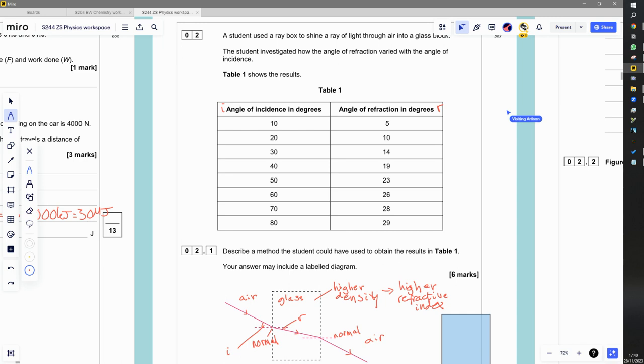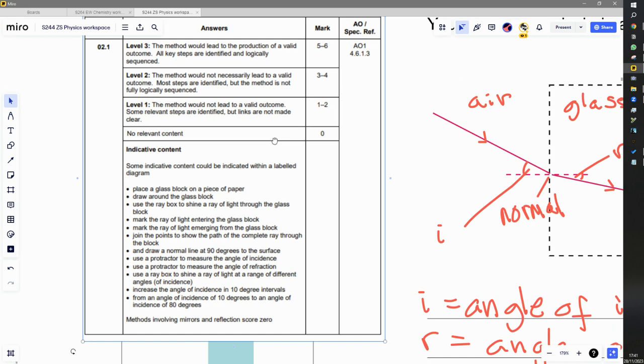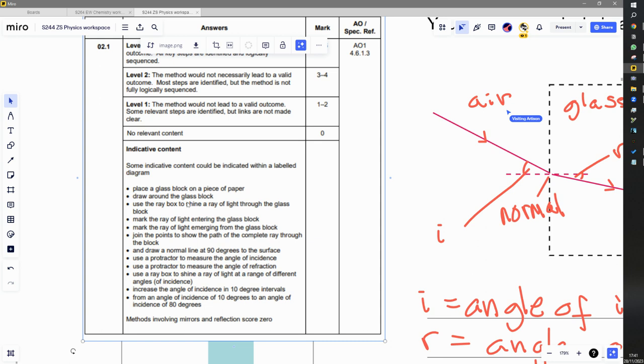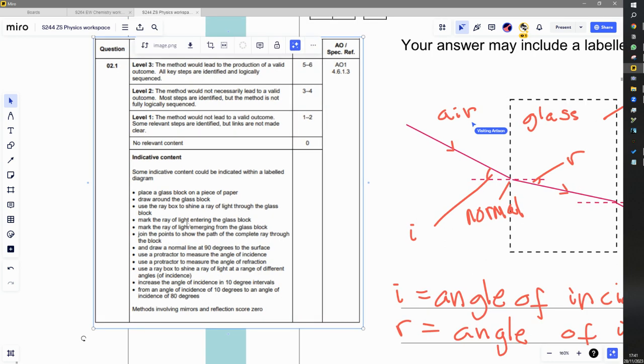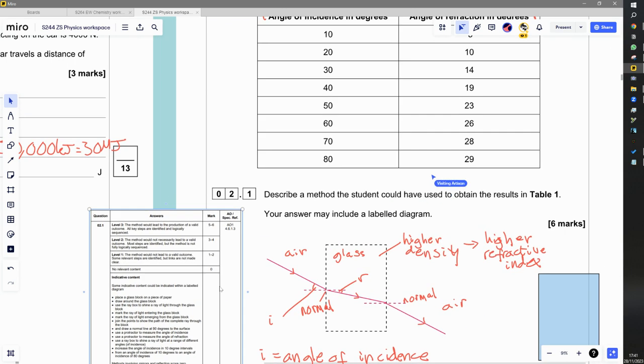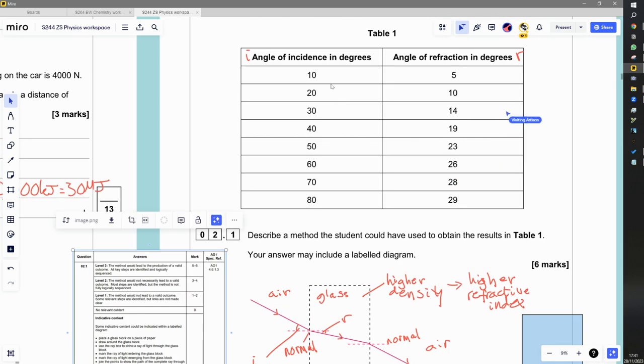So I'm going to get a screenshot now of the mark scheme. If we zoom in on this: place a glass block on a piece of paper, draw around the glass block, use the ray box to shine a ray of light through, mark the ray of light entering the glass block, mark the ray of light emerging from the glass block, join the points together to show the path of the complete ray. These are all things that I said, right? Use a protractor to measure the angle of incidence, use a protractor to measure the angle of refraction, and then make sure, of course, to make a note of saying repeat this process for 10, 20, all the way up to 80 degrees.